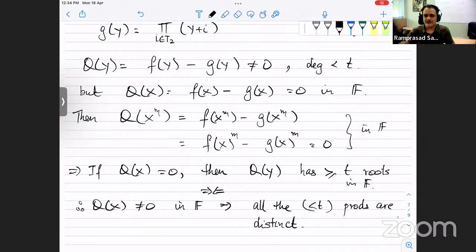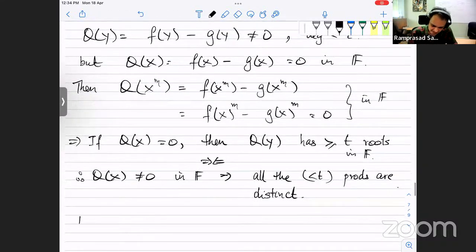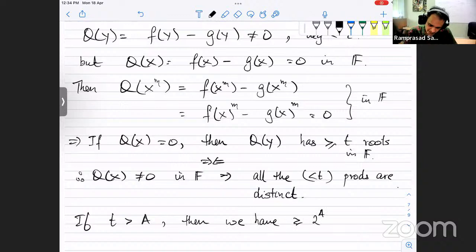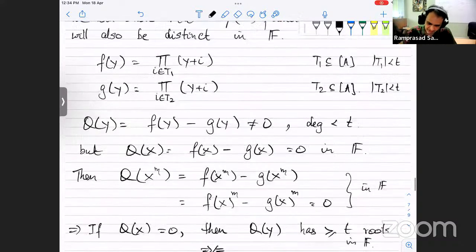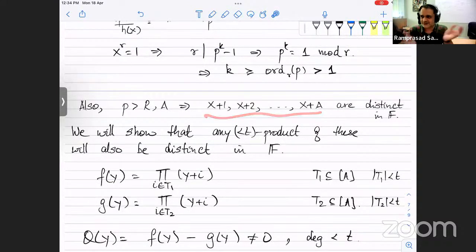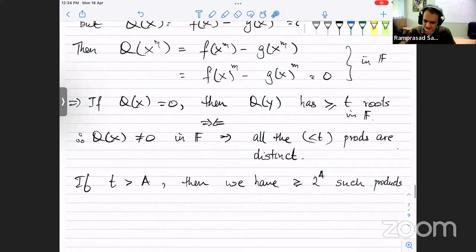Okay, so now the last step, we just want to do some case analysis. If it so happens that t is bigger than a, then we have at least 2 power a such terms or such products, because I can take basically any subset of them and multiply them together. And since t is bigger than a, I have at most a subsets. So I have 2 power a is a lower bound in that case.